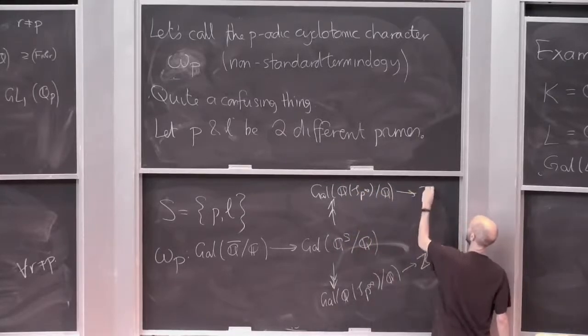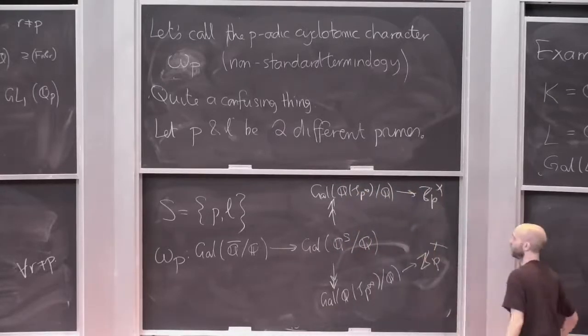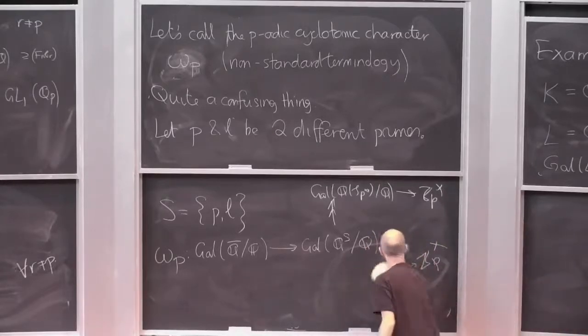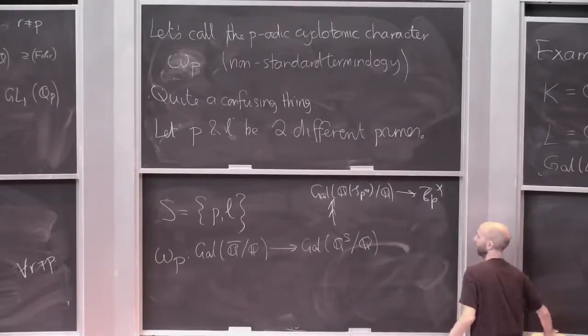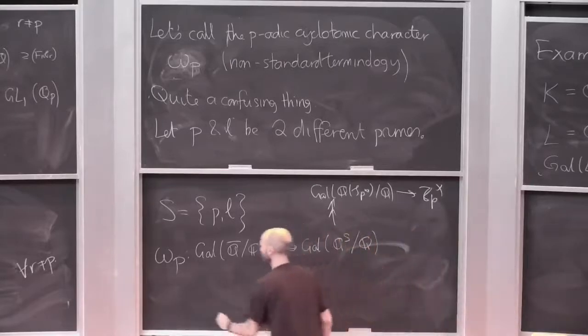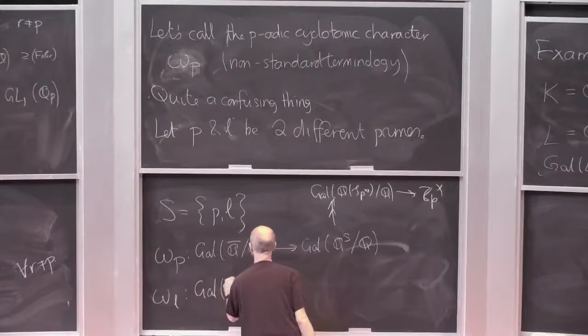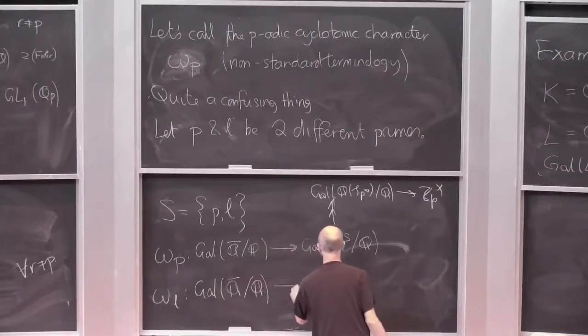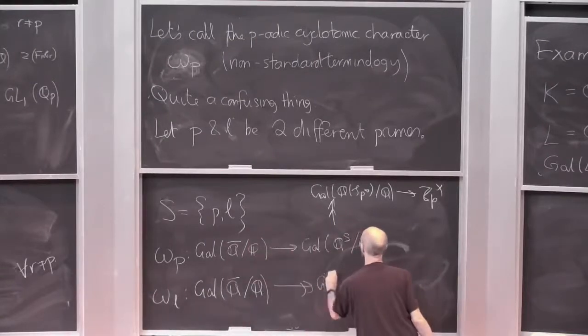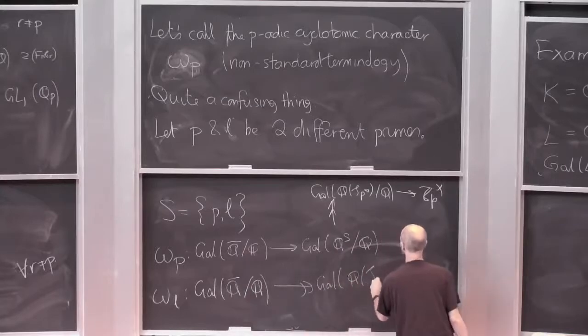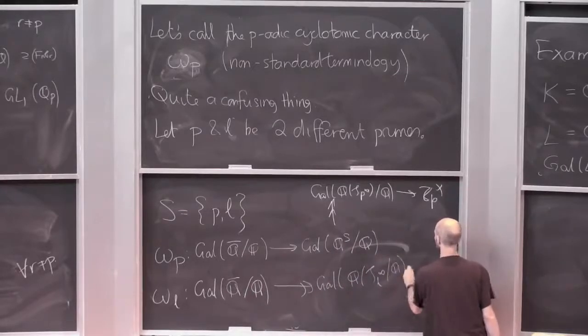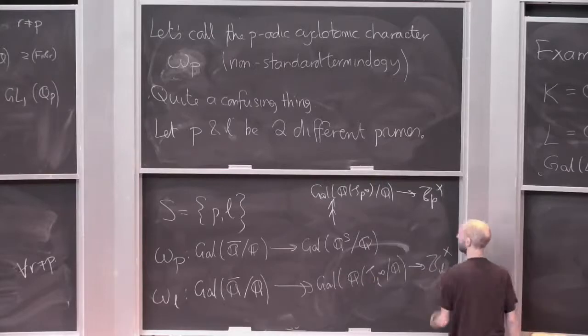And that's going to go to Z_p star. Hopefully I'm about to teach you something. There's omega p, and now of course we've got omega L as well, right? Omega L, Gal Q bar over Q, surjects onto Gal Q zeta L to the infinity over Q, which goes to Z_L star.